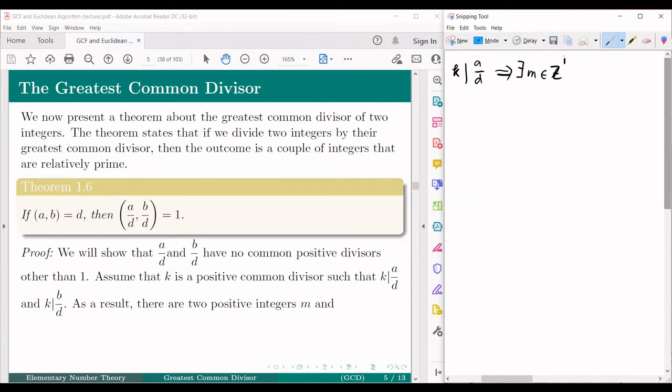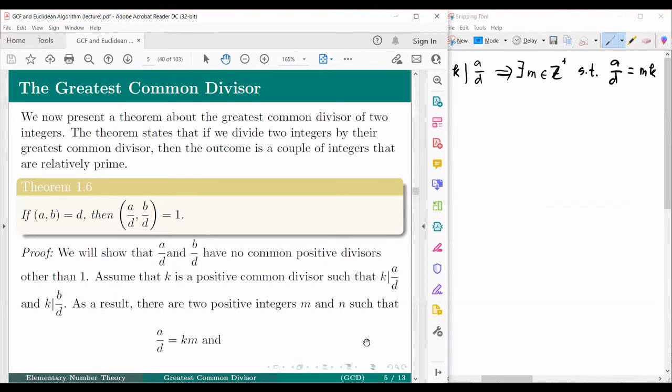There exists a positive integer m such that A over D is equal to mk, or km. So we will let this be mk, so you will not be confused later on. They're the same actually because multiplication is commutative.